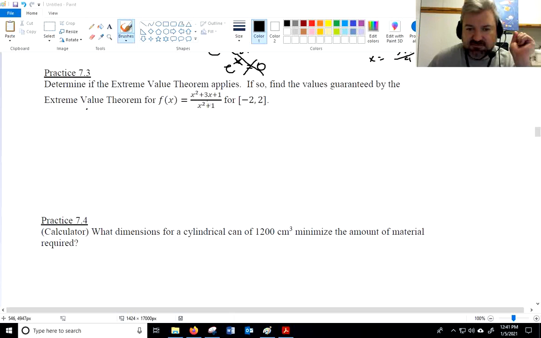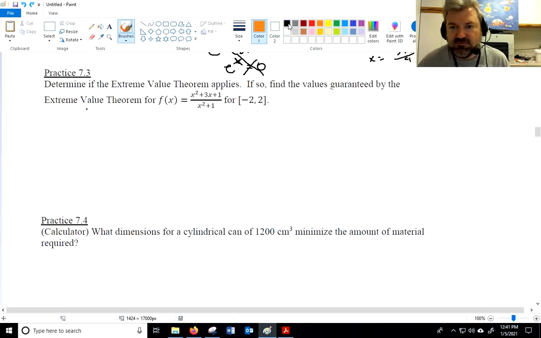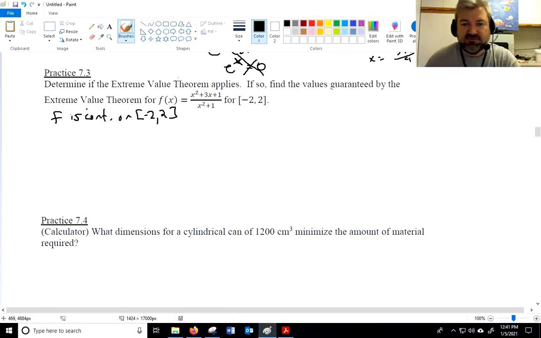Well, you look at this, and immediately we have a little red flag because we have a division, and we want to make sure we don't divide by 0. But x squared plus 1 is never negative. If you take a real number and square it and then add 1 to it, you're always going to get a positive number. So there's no problem here with dividing by 0. So f must be continuous. F is continuous on this interval from negative 2 to 2. So therefore, the extreme value theorem applies.